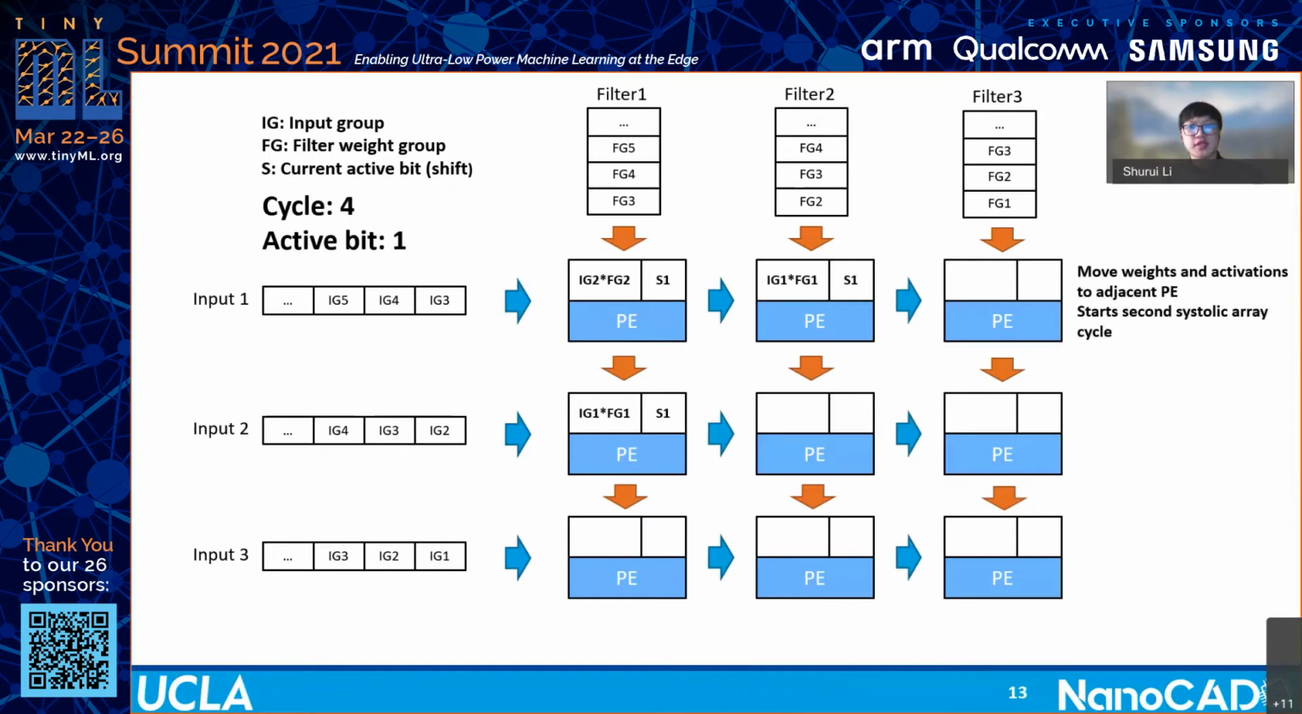So here for cycle 4, the system enters the second systolic array cycle, and the activation and weight groups are passed to the adjacent PEs for the next cycle's computation. And we basically repeat the same procedure as the first cycles, and we compute the second active bit, and now we compute the third active bit, and we finish the second systolic array cycle. And then the system repeats again and enters the third systolic array cycle. To avoid scheduling issues, all the filter weights scheduled to the systolic array at the same time should have the same number of active bits.